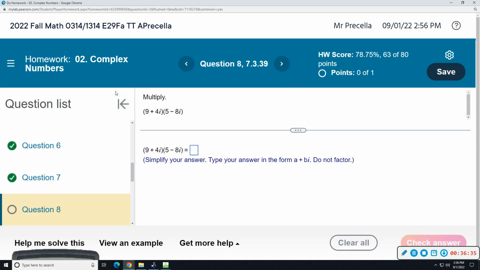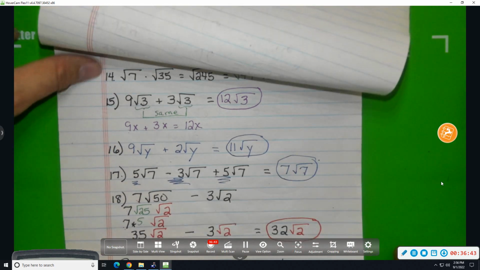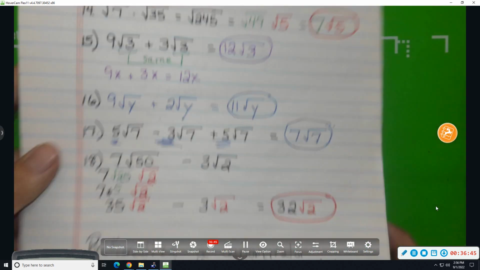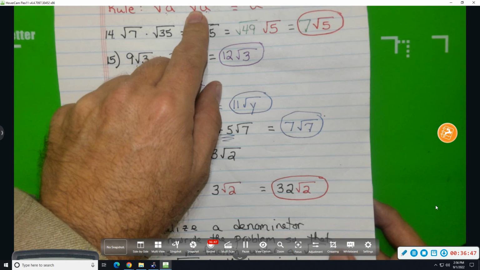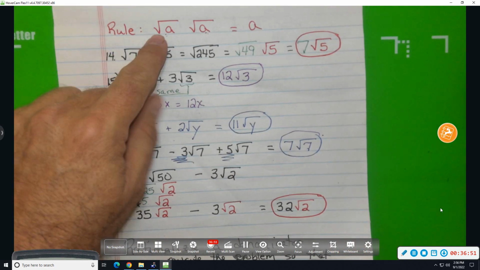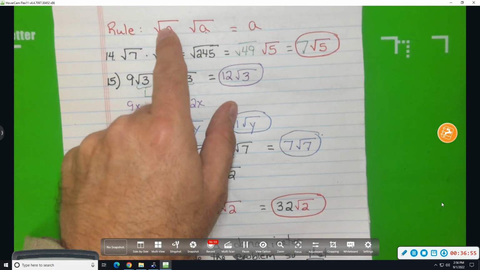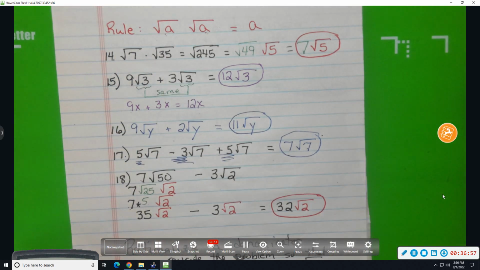Before we do that, I want to review something, a little red rule from last time: the square root of a times the square root of a is a. A stands for anything. The square root of anything times the square root of anything equals anything.